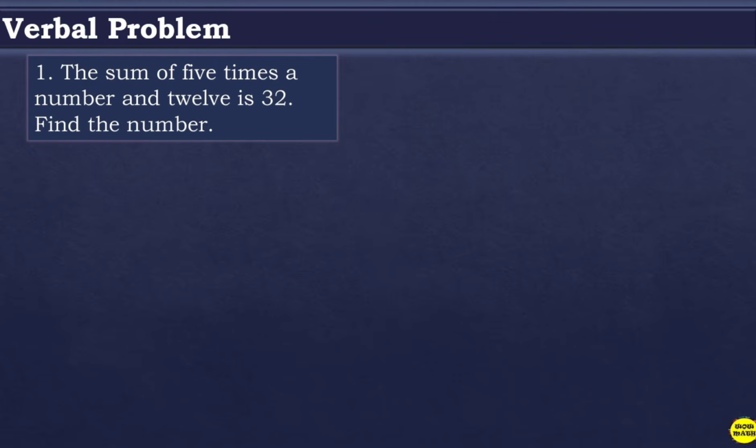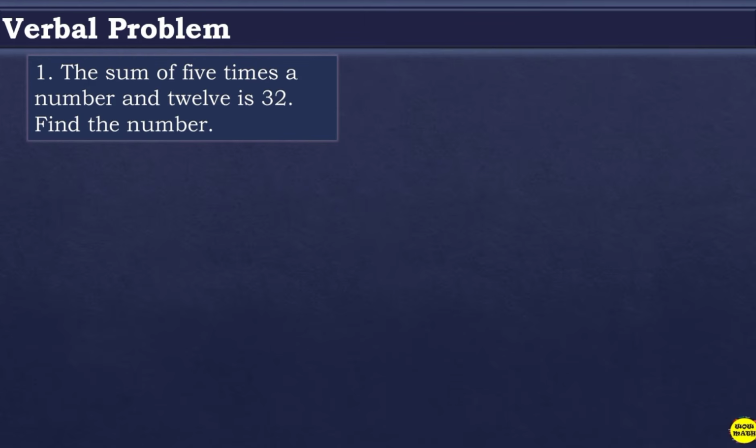The sum of 5 times a number and 12 is 32. In solving problems, it is very important that you know how to translate the given sentences. Meron tayo nito, translating English sentences to mathematical symbols. Dapat alam natin kung paano mag-translate. Kaya siya verbal problem, it's how you understood the problem. Dapat kung ano yung sentence mo, dapat tama ang translation nito. Kung nahihirapan kayo, balikan nyo yung tutorial natin about translating English sentences.